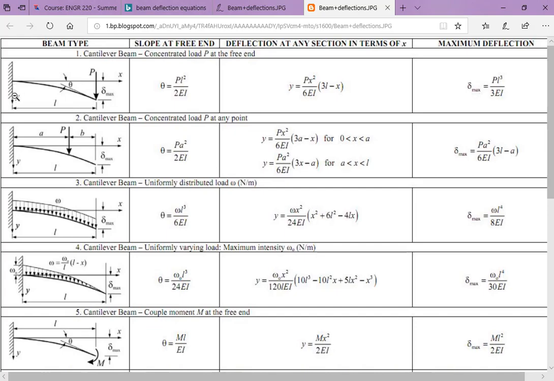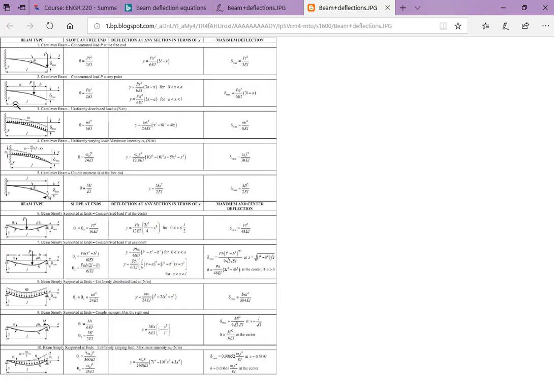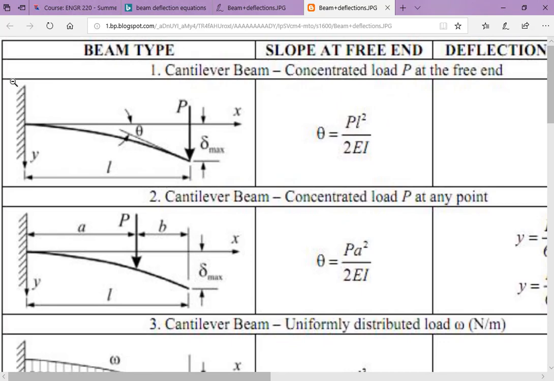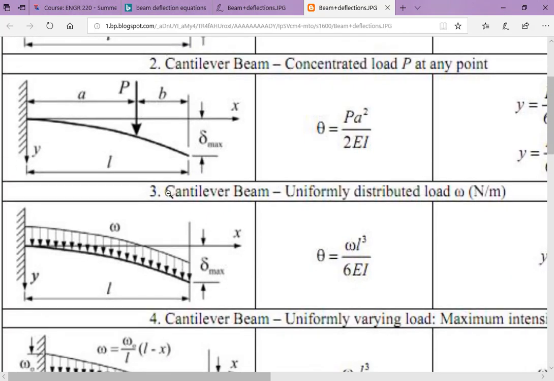There it is. Y is positive when it goes down. I don't know why. Well, it's just really small and blurry. So you would get positive values for y using their equation anyway, but it would be downward deflections, which is normal. You normally have downward deflections.